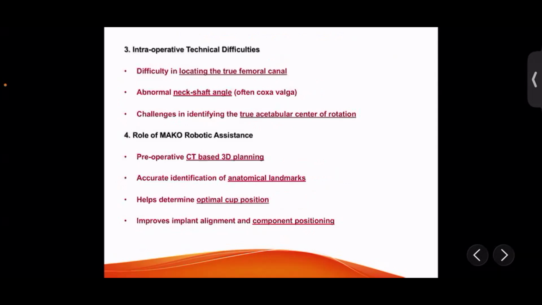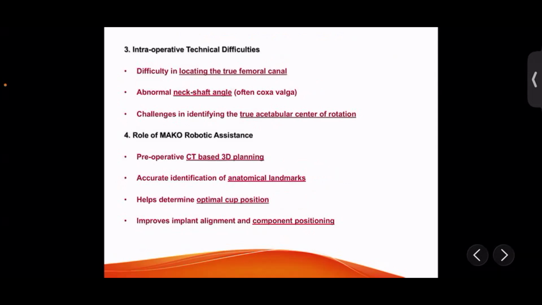Intraoperatively, like I mentioned before, it is mainly locating the true femoral canal and also identifying the true neck shaft angle. Again, this was really helpful with the help of the robot, comparing to the opposite limb, even though that was dysplastic as well, and also for attaining the true center of the acetabulum.